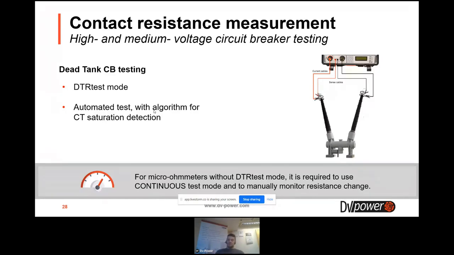If you're using some micro-ohmmeters from the competition, you can use continuous tests, and you can monitor the change of the results and stop the test when the result is stable. You can do it manually. If I'm speaking about DV Power micro-ohmmeters intended for this kind of testing, we have developed a special test mode for this, so all detection is done automatically, and the device will save the appropriate results at the end of the test by itself.